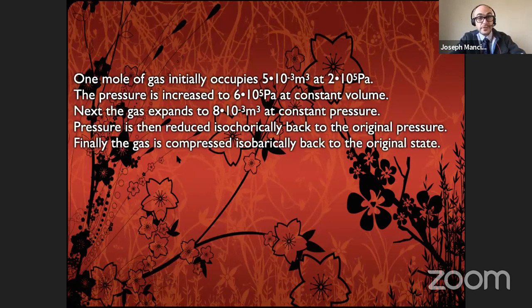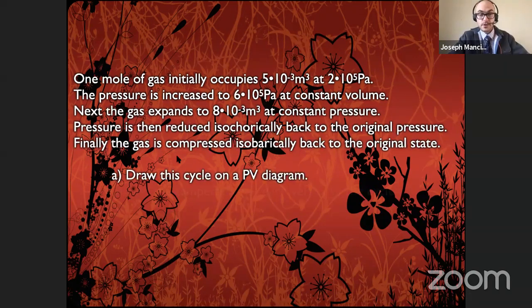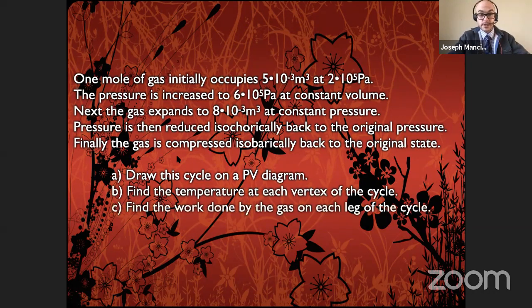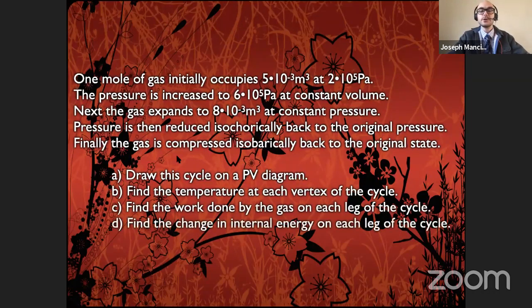So yesterday, we had this question on screen. 1 mole of ideal gas occupies this volume at this pressure. And then there were several thermodynamic processes through which the gas was brought in a heat engine. And there were a series of questions. First, could you draw this on a PV diagram? Could you find the temperature at each vertex? Could you find the work done on each leg of the cycle? And finally, could you calculate the change in the internal energy on each leg of the cycle?